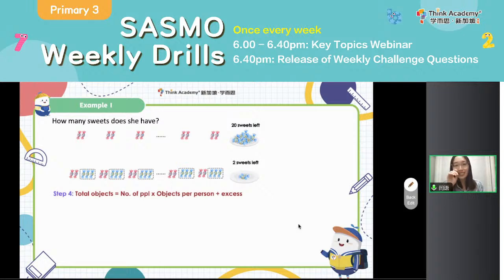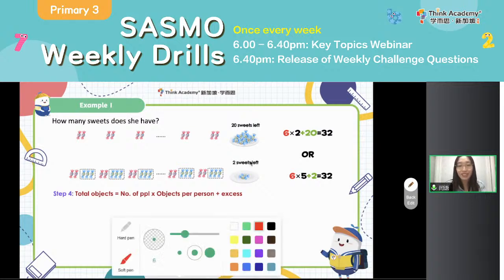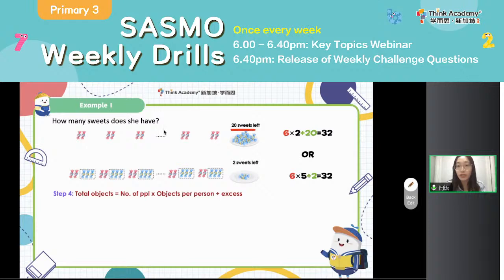Well, for the last step, in order to figure out the total objects, here, everyone, you can see that there is a formula. We already know that there are 6 people, and in the first scenario, every person will receive 2 sweets, and in the end, there are still 20 sweets. So firstly, we just use 6 times 2 to find the completed groups, and then you need to focus on the extra part. Don't forget to add it up, okay?